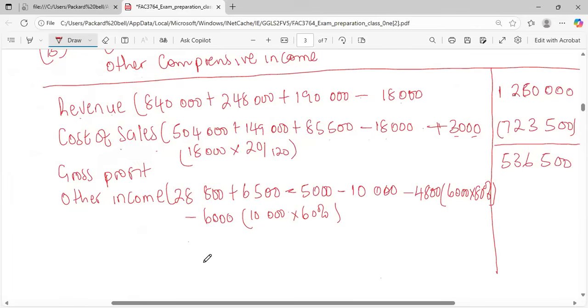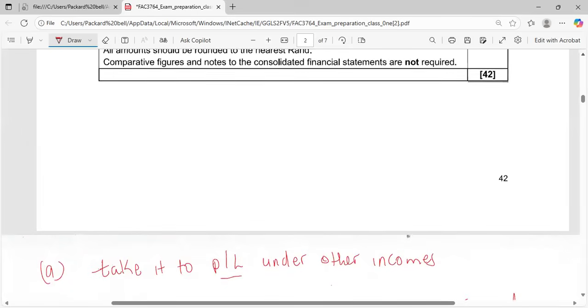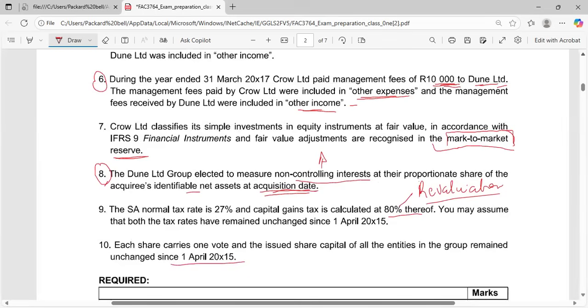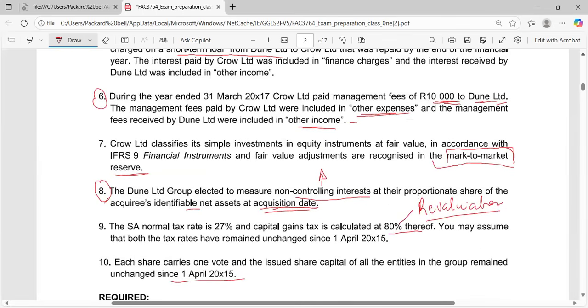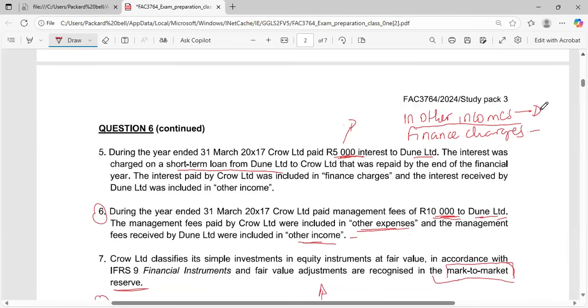What else can go to other incomes? Right, so here, if you check, we don't know whether we're going to have goodwill or gain on bargain purchase. So for now, let's just do whatever we can do. We can leave it like that until we calculate the goodwill or the gain on bargain purchase. So let's leave it like that.